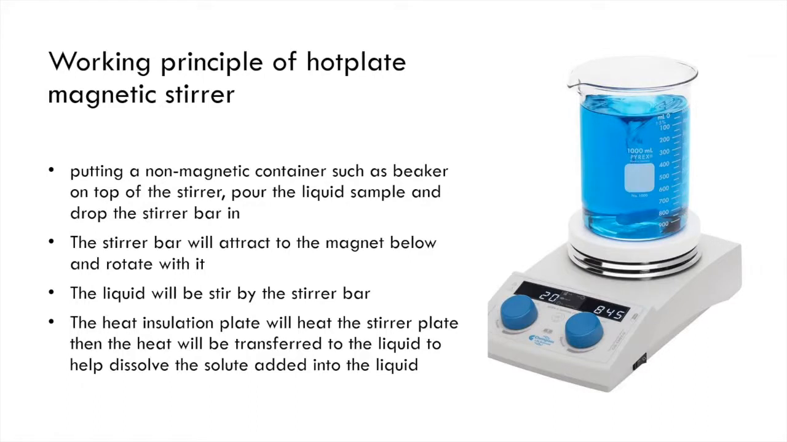The working principle of the hot plate magnetic stirrer is by putting a non-magnetic container such as a beaker on top of the stirrer, pouring the liquid sample and dropping the stirrer bar in. The stirrer bar will be attracted to the magnet below and rotate with it. This will result in the liquid being stirred by the stirrer bar. Furthermore, the heat insulation plate will heat the stirrer plate and then the heat will be transferred to the liquid to help dissolve the solute added into the liquid.